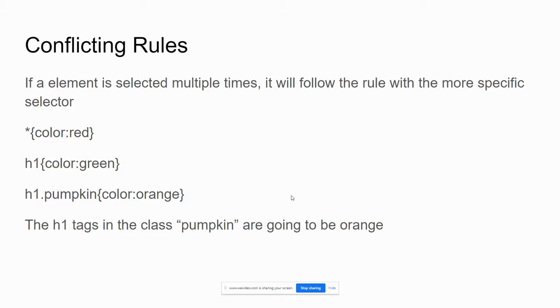Now, if we have conflicting rules, if one element is selected multiple times, the rule that it will follow is the one that has the more specific selector. So for example, here you can see if I use this code, I have it inline to save space. So we've got it selected here. This selects everything, including H1s. This obviously selects H1s. And then this selects H1s with the class pumpkin. So which one is it going to follow? It's going to follow this one because it is the most specific. So the more specific the selector, that's the rule it's going to follow.